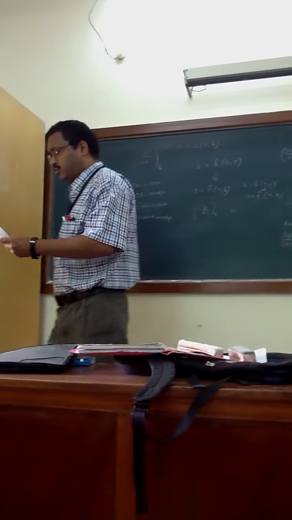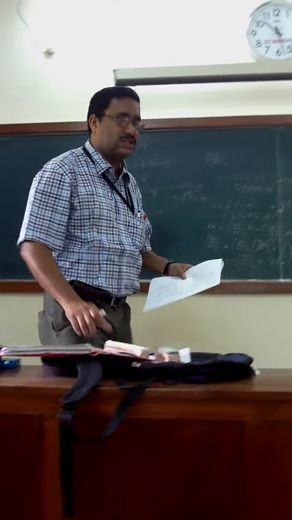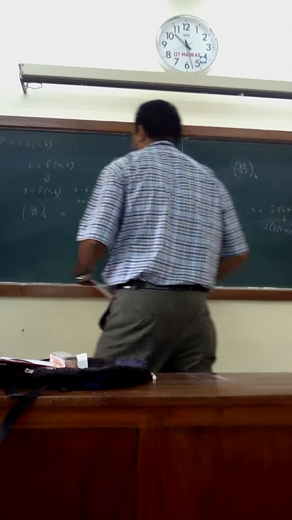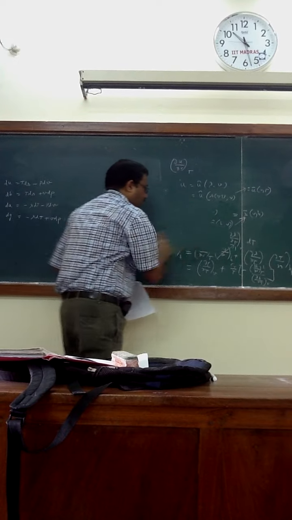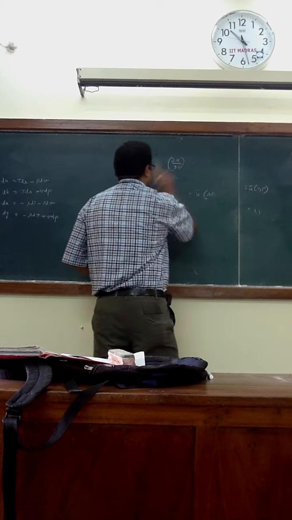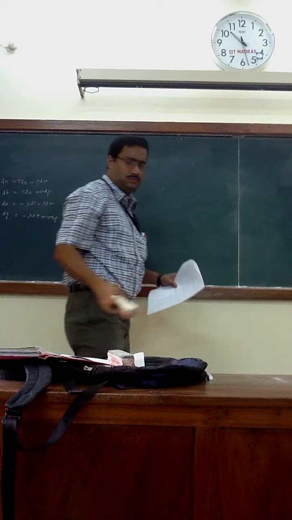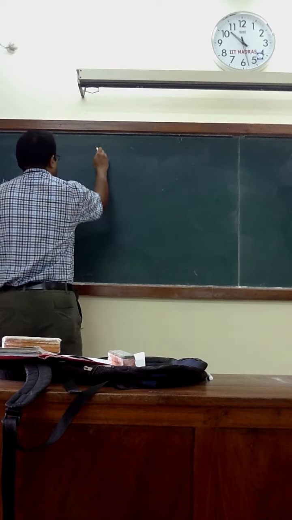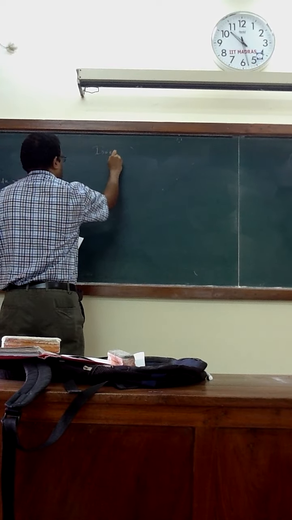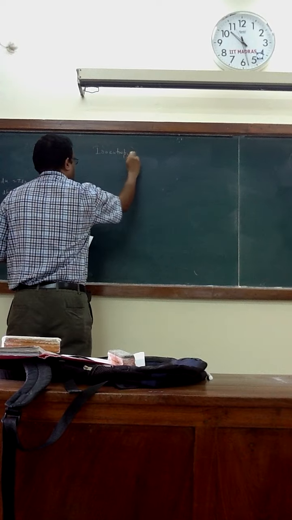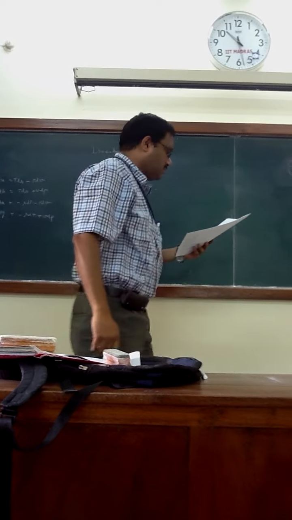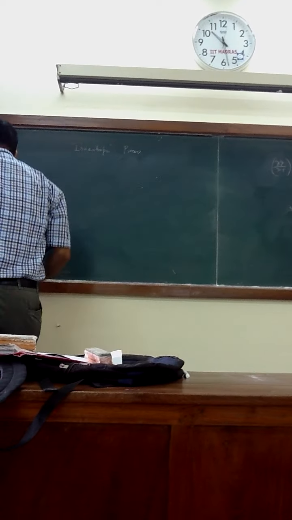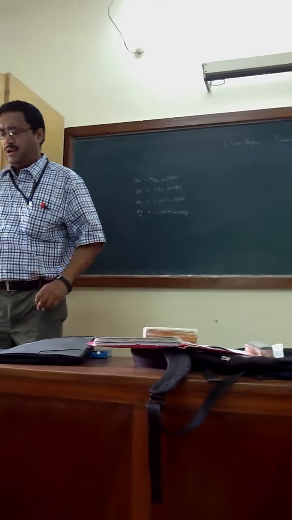Now we will go to the isoentropic process. Isoentropic process, dou U by dou V at constant S.